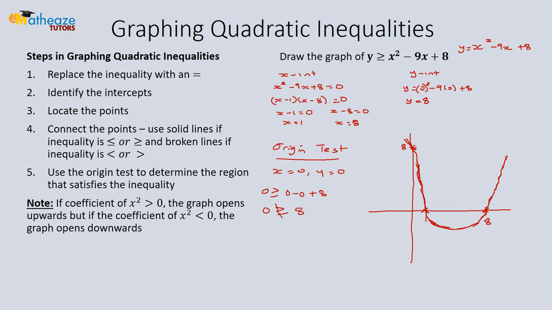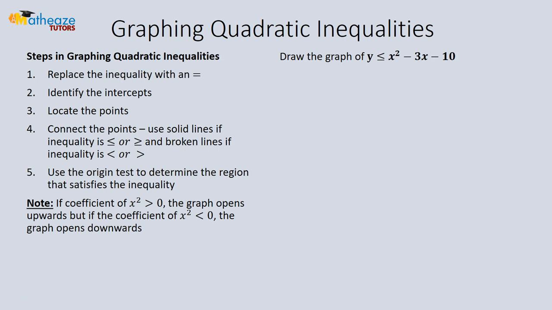This is not true. So everywhere around the graph that has the origin is not going to be true. So it's going to be this region in here that becomes the region that satisfies the inequality. Because if you look at it, everywhere outside the graph has 0, the origin. So that's how this works. We'll look at a few more examples and it will make some sense after a few tries.